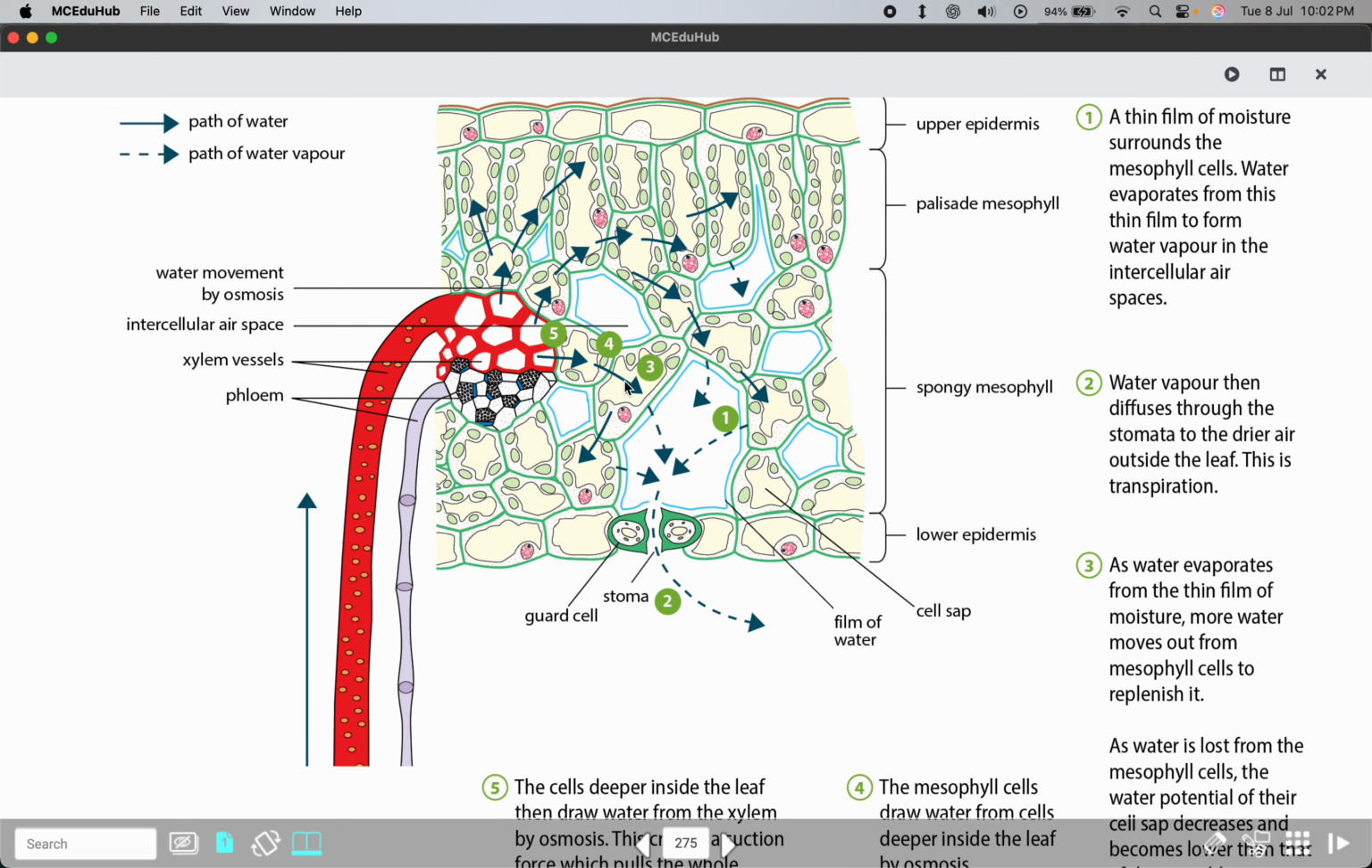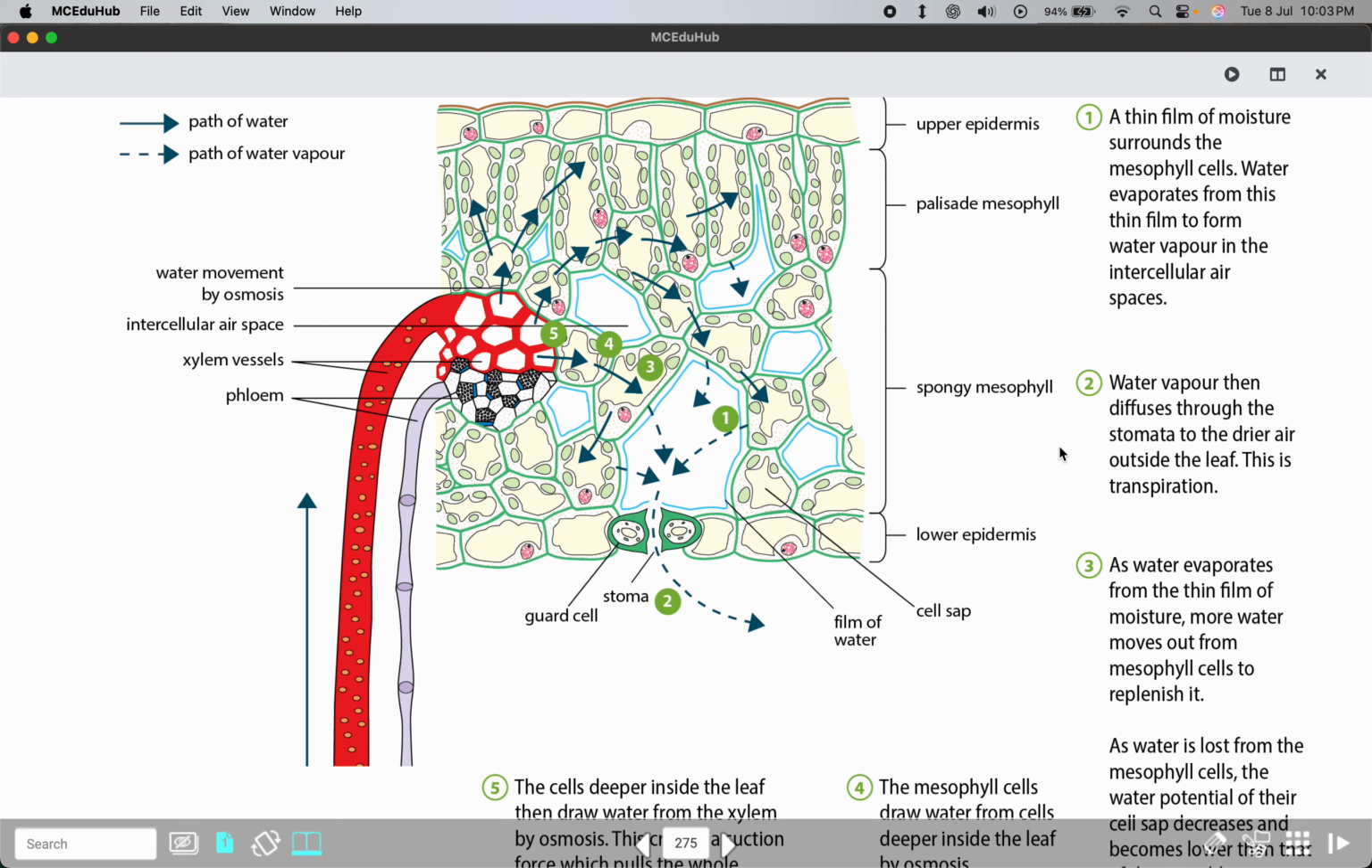Let's say that the water moves here, and you see this blue line. This blue line is actually a thin film of moisture that surrounds the mesophyll cells. So water would evaporate from this thin film and form water vapor in these intercellular air spaces. I think just now I said intra, so I meant inter, intercellular air spaces. Now, because there's a high concentration of water vapor, remember that when we talk about water vapor, it goes through the process of diffusion, no longer osmosis. A bit confusing, but water vapor, diffusion. Liquid water molecules, osmosis.